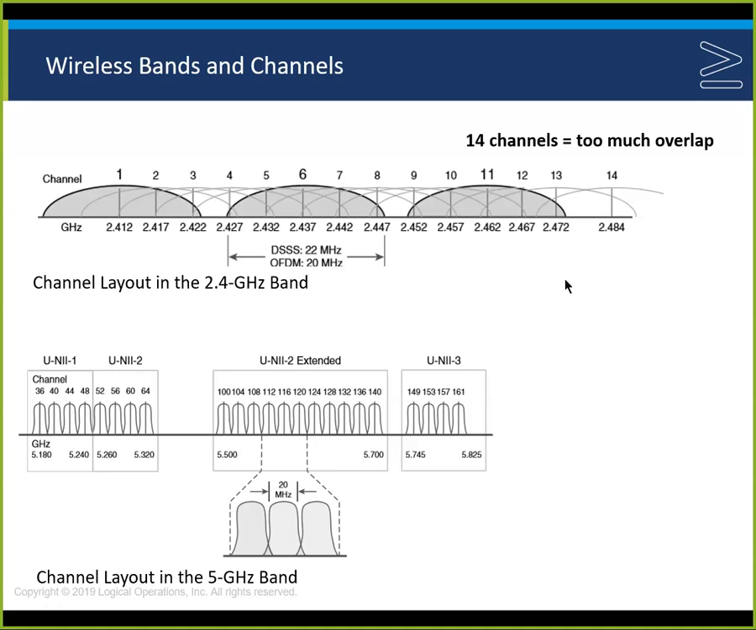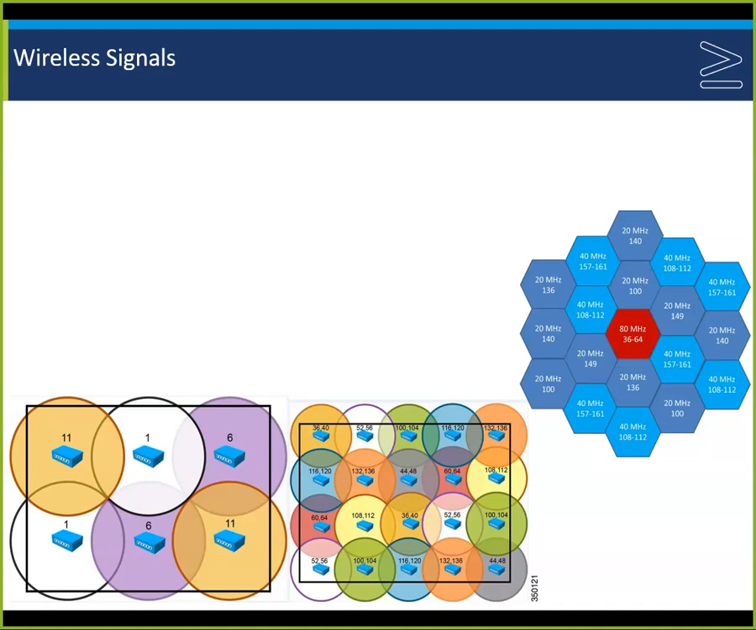14 channels, too much overlap. We don't use 14 in the U.S. I guess 1 through 13 we use. 14, the Europeans use it and Japan uses it. There are some others, but we only use this range where the grays are here. 14 gets a little bit better offset than the rest, but it's still going to have some overlap. And again, the 5 gig doesn't have any overlap.